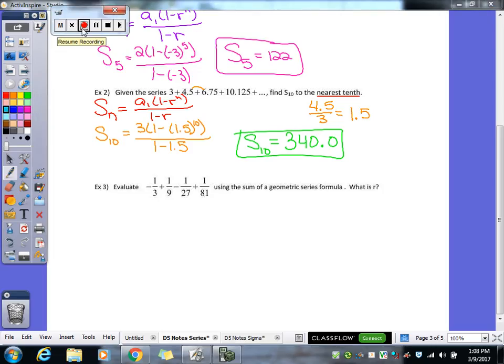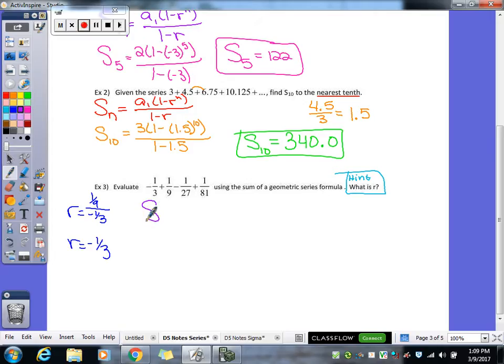So example 3, we're told to evaluate that series using the sum of a geometric series formula. This is my little hint to you. We have to figure out what the r value is first. So again, how do we figure out the r value? You divide one term by the term before it. So like 1/9 divided by negative 1/3, which does give us a negative 1/3. So our r value is negative 1/3.